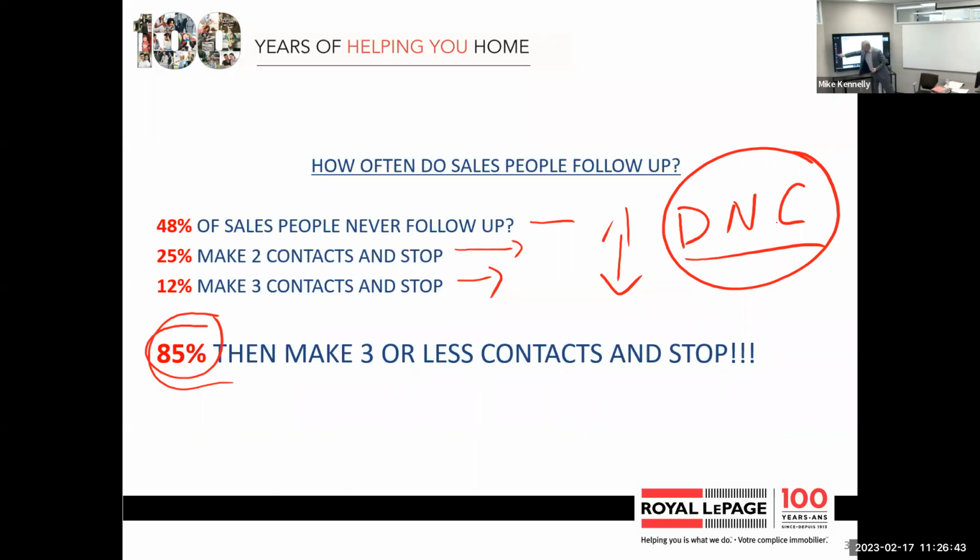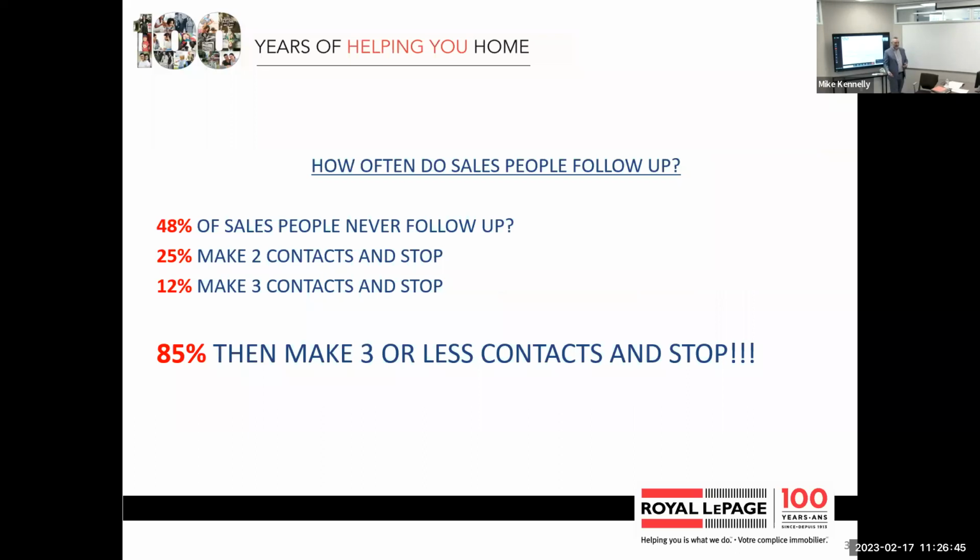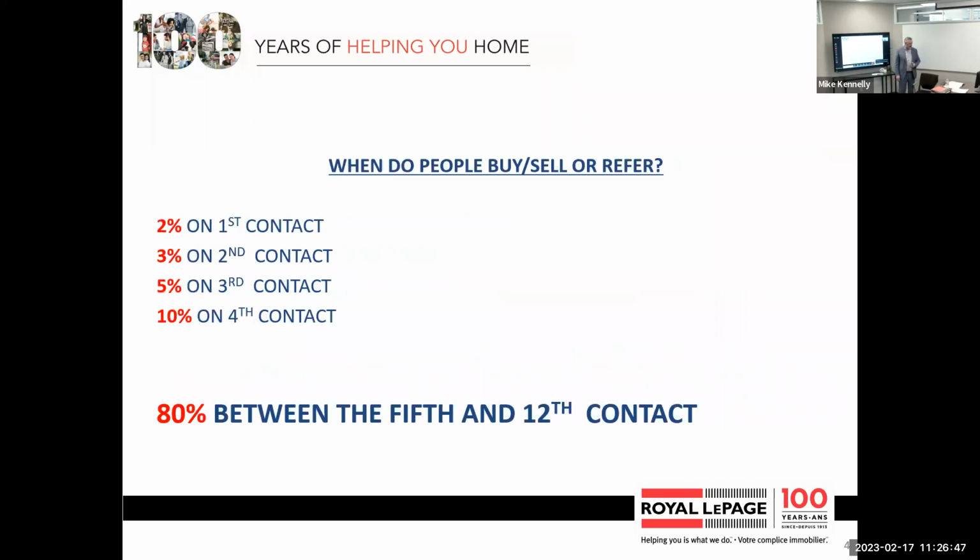Again, we're just going through the surveys so you're aware of what's happening, what your competitors are doing. Next slide. When do people buy or sell? This is all part of the same survey done by NAR. So people buy, sell, or refer. Only 2% on the very first time you meet them. Only 2%.